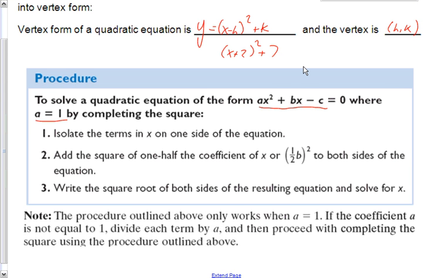We're then going to add the square of half the coefficient of x. Whatever b is, cut it in half, then square that number. That's the missing part that's going to make it a perfect square. You then add that number to both sides of your equation. After that, you solve. The only catch is the first term should be just x squared. If it isn't, you have to factor that number out of all terms.